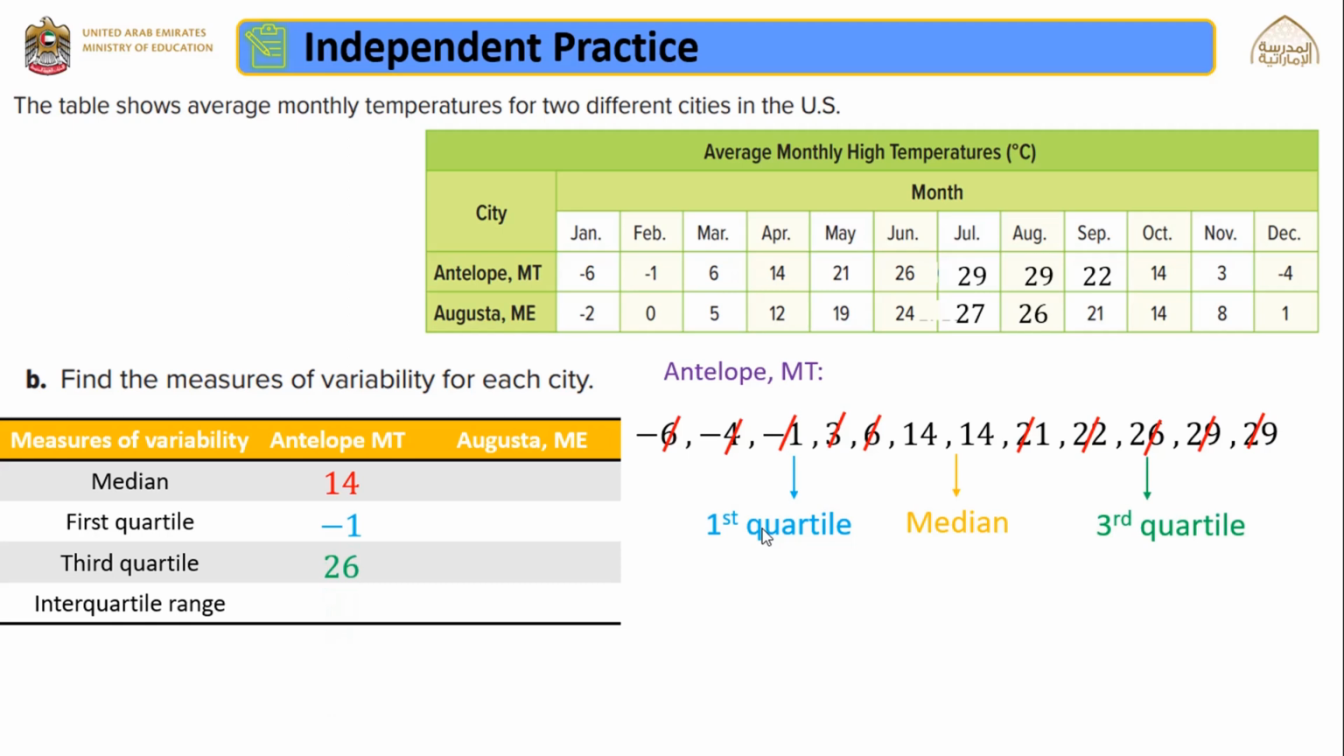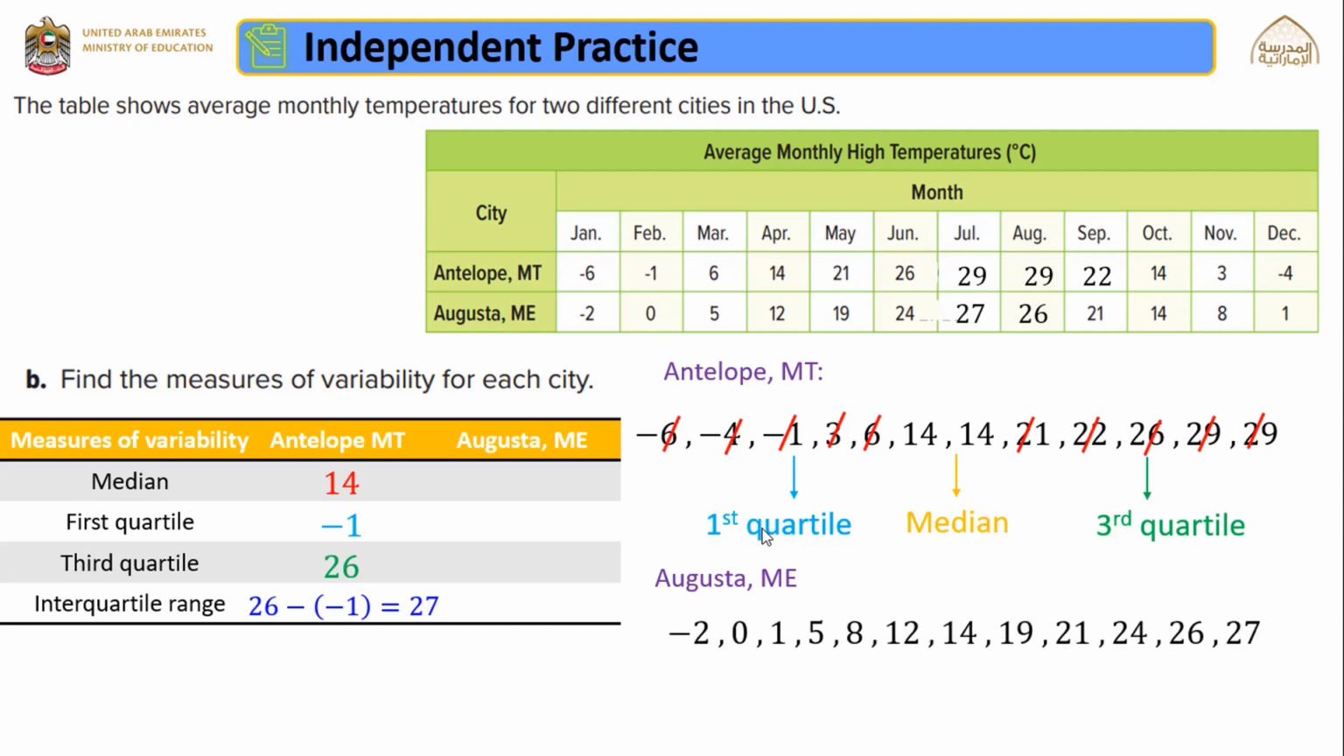The interquartile range is the difference between the third quartile and the first quartile, which is 26 minus negative 1 equals 27. Similarly, we can find it for Augusta, Maine. The data should be ordered from least to greatest in order to find the median. Whenever we have two values in the middle, we need to find the mean of these two values to get the median.